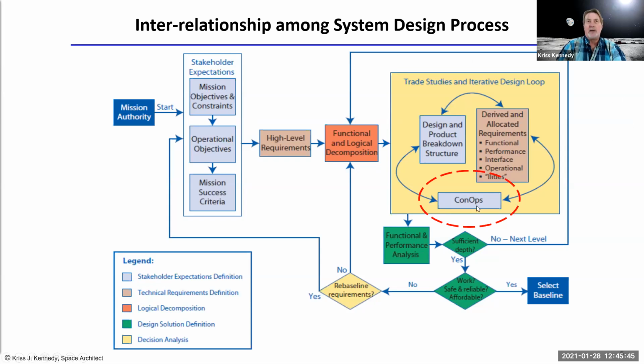So where does this fall in the design process? It really shows up in the trade studies and iterative design loop, where you have the functional and logical decomposition of functional requirements and an understanding of high-level requirements that now feed into a description of how you're going to execute the mission. It takes into account the capabilities and even some of the early conceptual designs and the different design reference mission scenarios that you may be looking at.